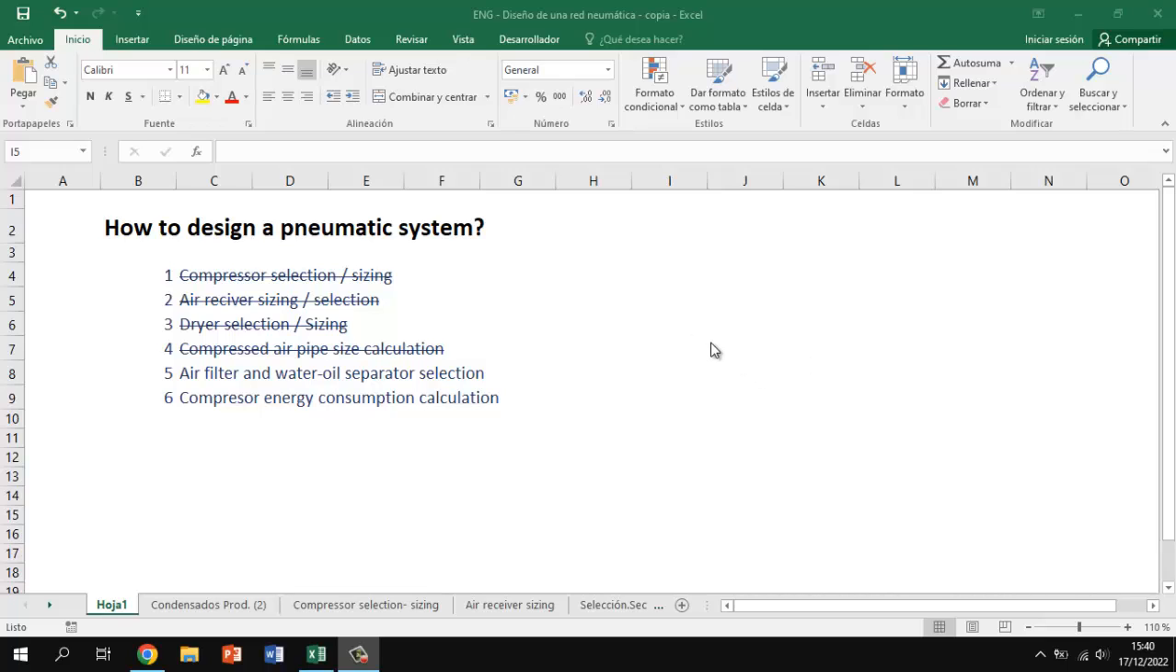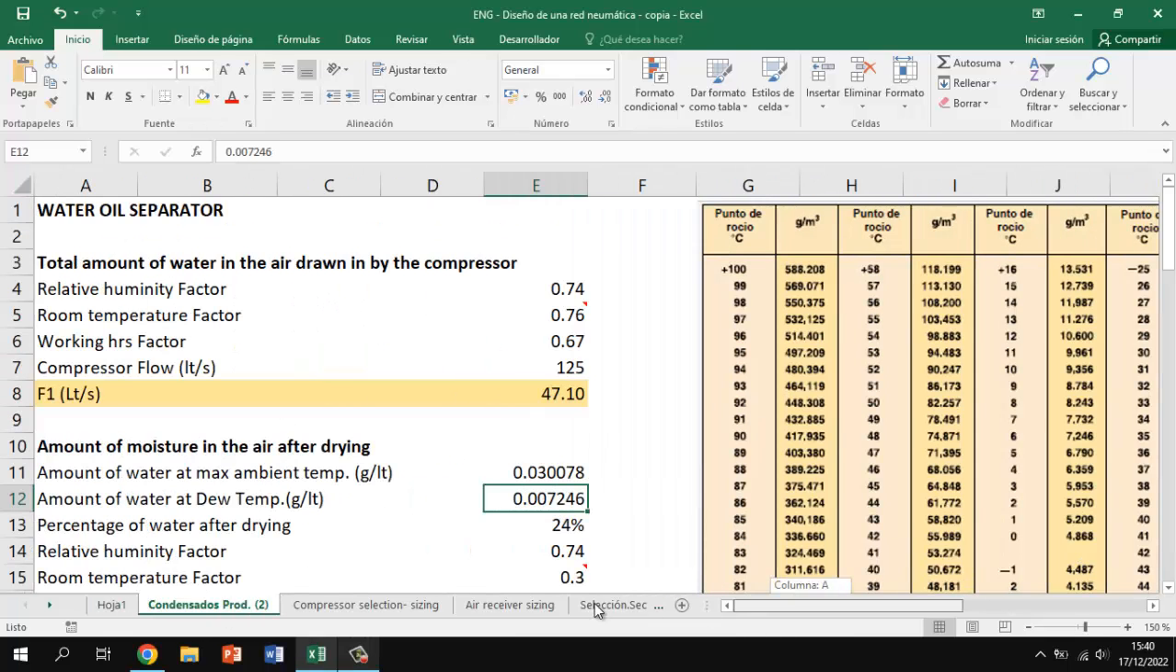Today we are going to continue how to design our pneumatic system. We already selected our compressor, our receiver, dryer, and our piping in the last video. So today we are going to continue with the air filter and water oil separator. We are going to start with our water oil separator.